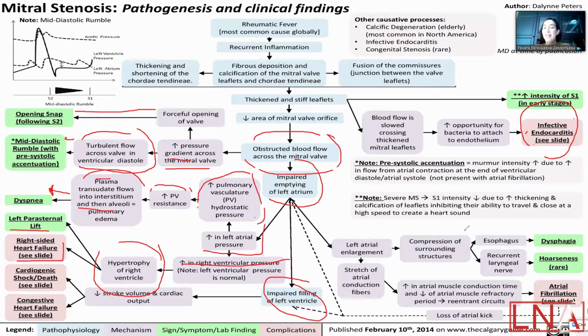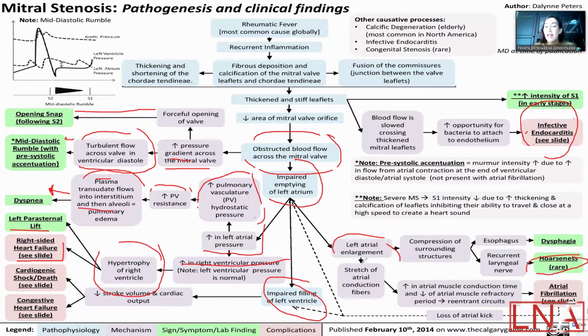So, left atrium enlargement leads to compression of surrounding structures, including compression of the esophagus, and it can be a reason for dysphagia in case of an enlarged left atrium. Next, the recurrent laryngeal nerve, and it can be a reason for hoarseness, very rare but possible, due to pressing on the laryngeal nerve.